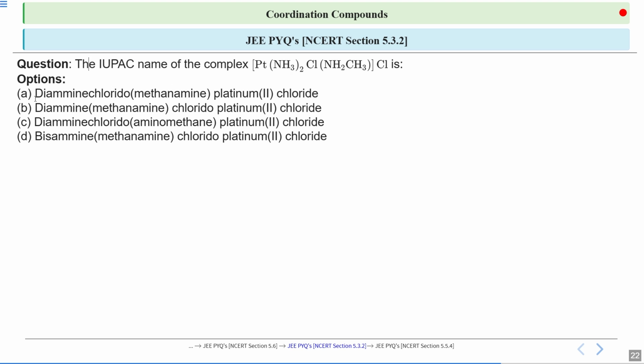Options are: diamine chlorido methanamine platinum(II) chloride; diamine methanamine chlorido platinum(II) chloride; diamine chlorido aminomethane platinum(II) chloride; or bisamine methanamine chlorido platinum(II) chloride. These are the 4 options. You have to select the correct IUPAC name. You are given some time, try to solve this question and then we will see the correct answer.